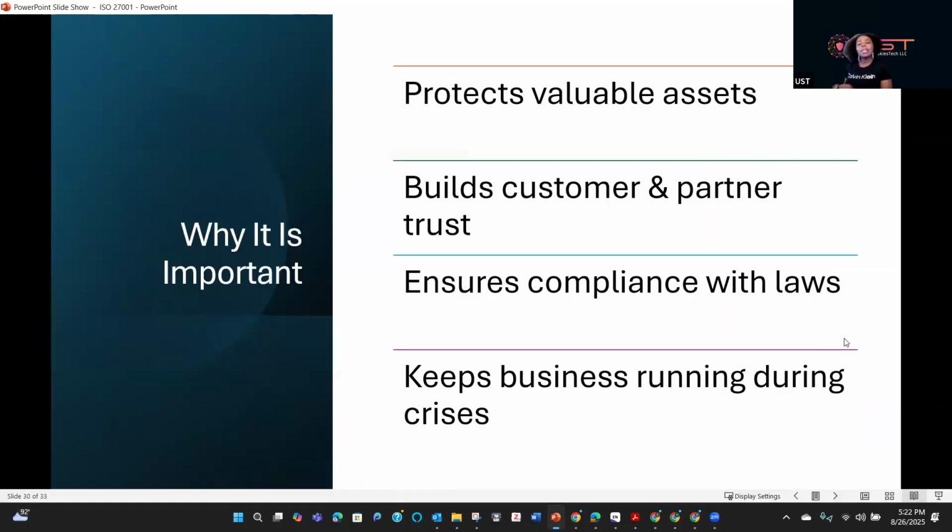But why is it important? First, it protects valuable assets. It builds customer and partner trust, ensures compliance with laws, GDPR for example, and keeps business running during a crisis. Because again, if you are all so familiar with NIST 800-53, let's switch gear to ISO 27001. And these are all things that we are pretty much familiar with, right?